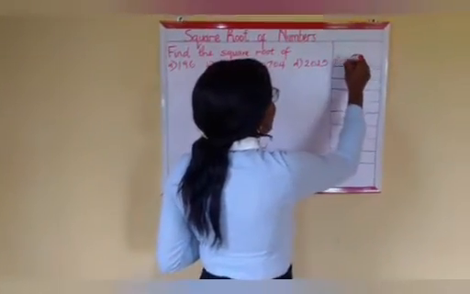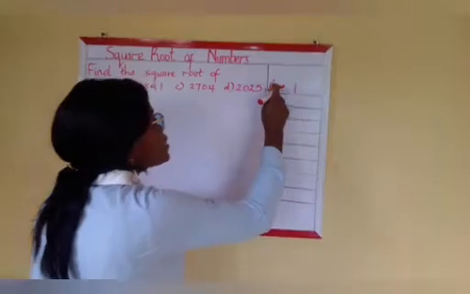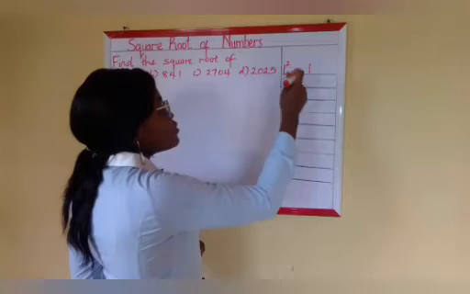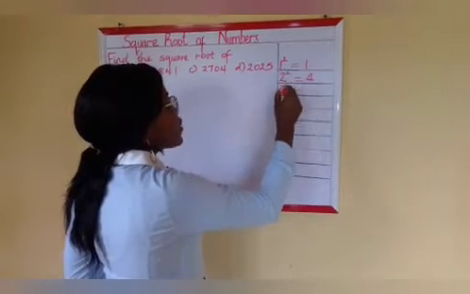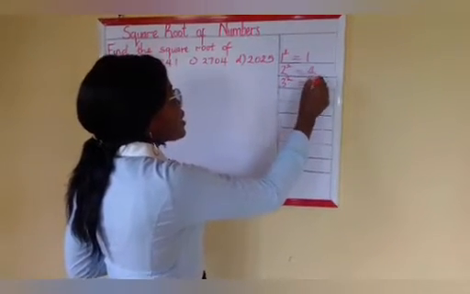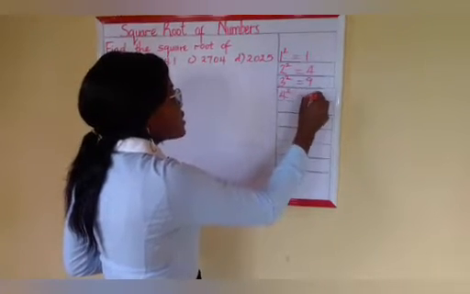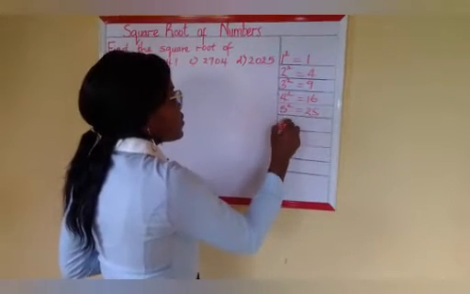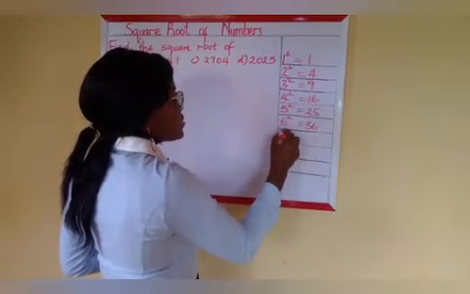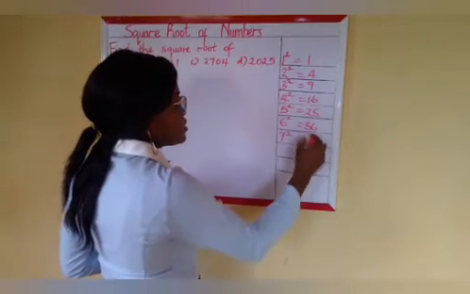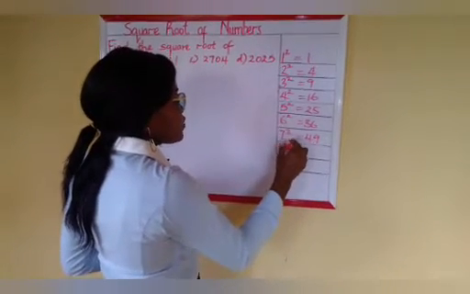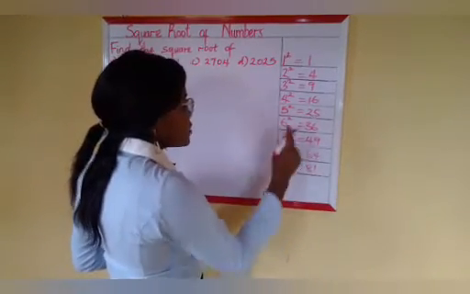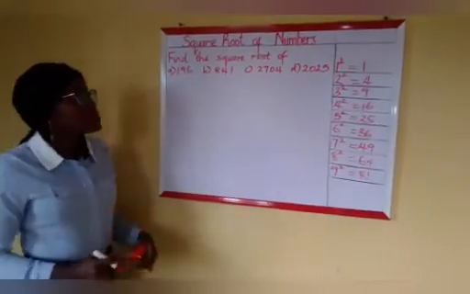We have square of 1 is equals 1. That is 1 times 1 will give us 1. Square of 2, that is 2 times 2 will give us 4. Square of 3 is 9. Square of 4, 16. Square of 5, 25. Square of 6, 36. Square of 7 is 49. Square of 8, 64. And square of 9 is 81. Square of 10 is 100. But let's not talk about that.